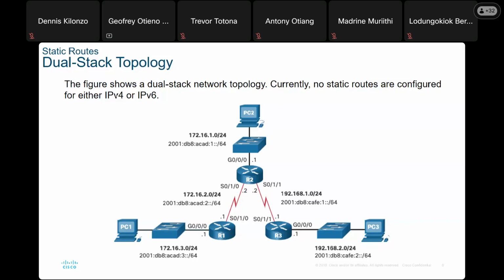Now, how about R2? R2 is connecting different routers, R1 and R3, meaning the next hop won't be the same, depending on the device that you are targeting. So while on R2 and you want to move to PC3, your next hop will be R3.